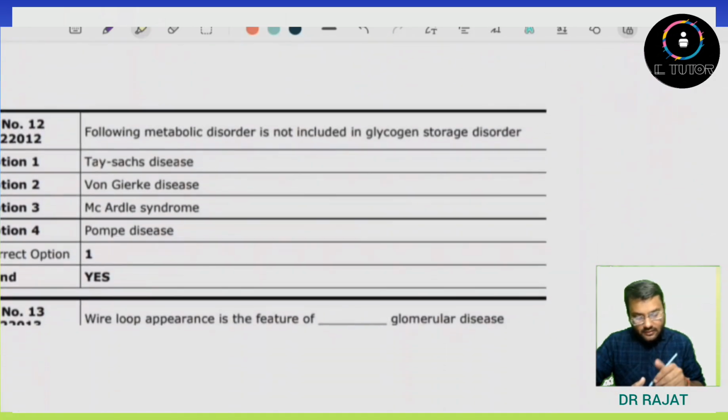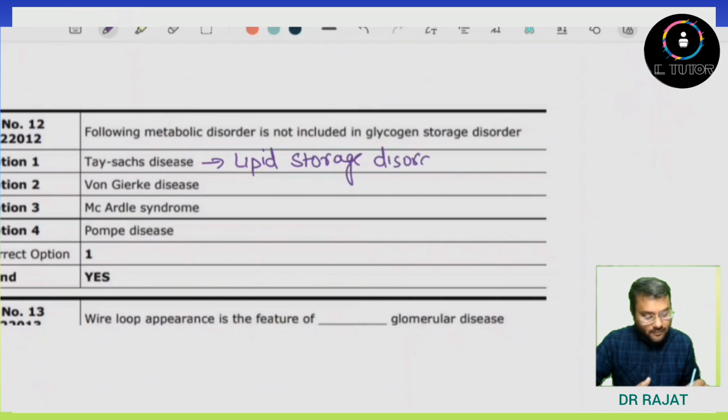The next question is: the following metabolic disorder is not included in glycogen storage disorders. Tay-Sachs disease is a lipid storage disorder, or sphingolipidosis. Von Gierke, McArdle's and Pompe disease, these are all glycogen storage diseases.